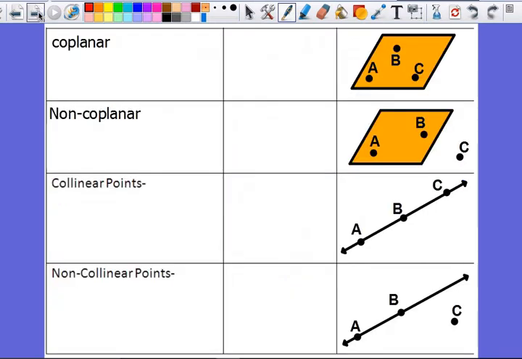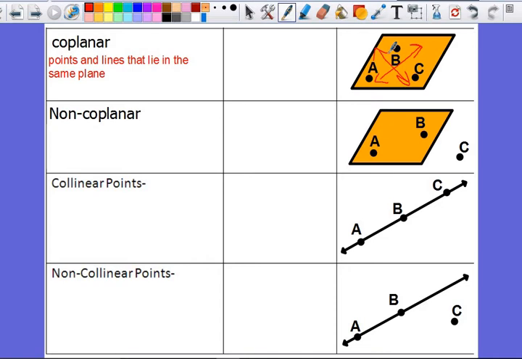All right, next up, we have coplanar. Coplanar is points and lines that lie on the same plane. So if you look over here at the figure on the right, A, B, and C both are inside of that plane. Therefore, they would be coplanar. You could also draw lines on it. An example, if I did something like this and this, both of those lines are on the same plane, so those would be coplanar as well.